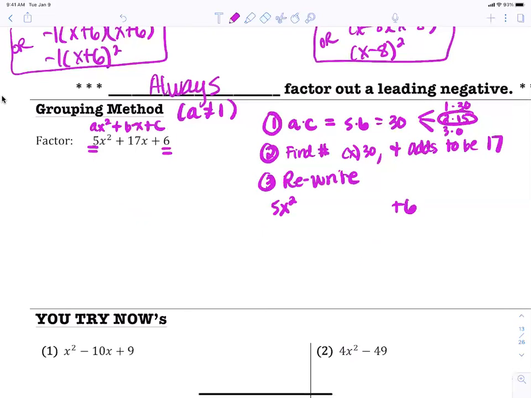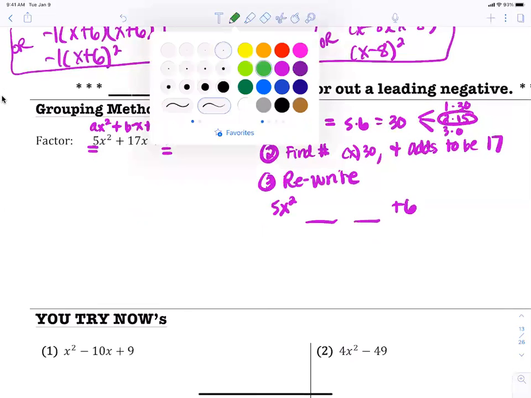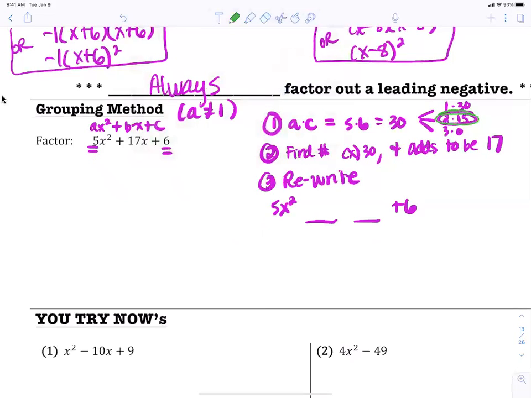All right, and then what two things are going to go on the inside here? And these come from this right here. Basically 2 and 15, what they're going to do is they're going to replace the 17x. We're going to break it up into a 2x and a 15x. The magic numbers, we just don't use those in our parentheses. We use those to actually put in the problem.